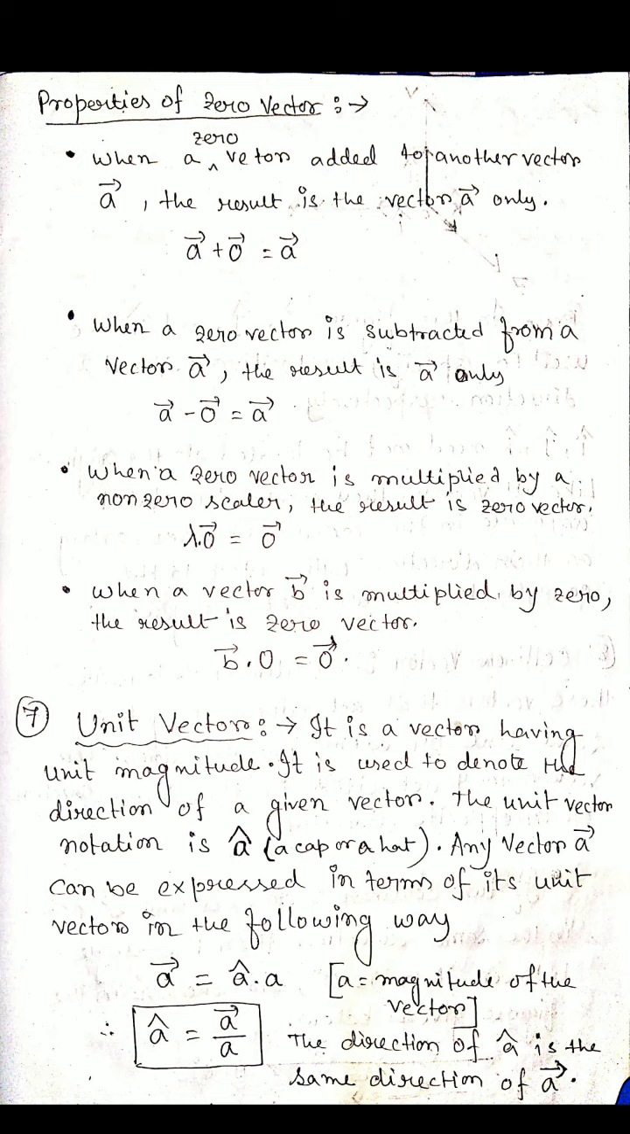That's why it is known as a cap or a hat. So how do we define it? What is the mathematical expression of this unit vector? If we consider any vector, it can be expressed in terms of its unit vector: a vector equals a hat into A. A is the magnitude of the vector a.